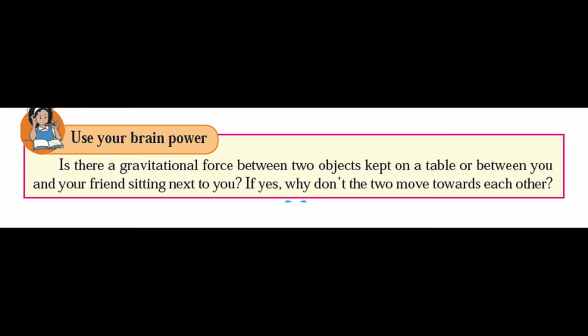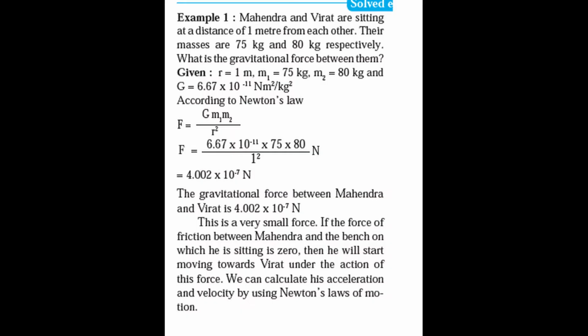Yes, there's a gravitational force between two objects kept apart on a table and between me and my friend, but they don't move towards each other because the intensity of the force between two objects is very weak. So they can't move automatically because of the gravitational force. Now students, there are a couple of examples given here and they've been solved.